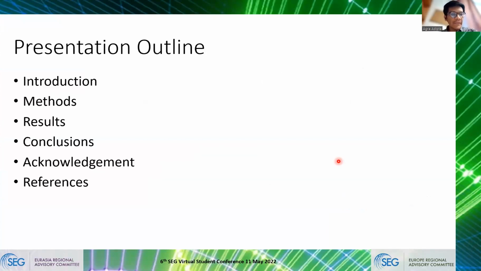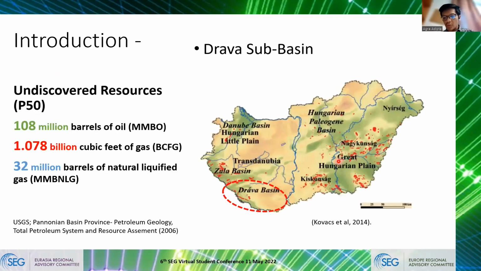There are six outlines: introduction, methods, results, conclusion, acknowledgement, and reference. To put it into context, my research is more in oil and gas exploration. A brief description of my field: it is located on the Drava subbasin in the Great Pannonian Basin, Hungary.